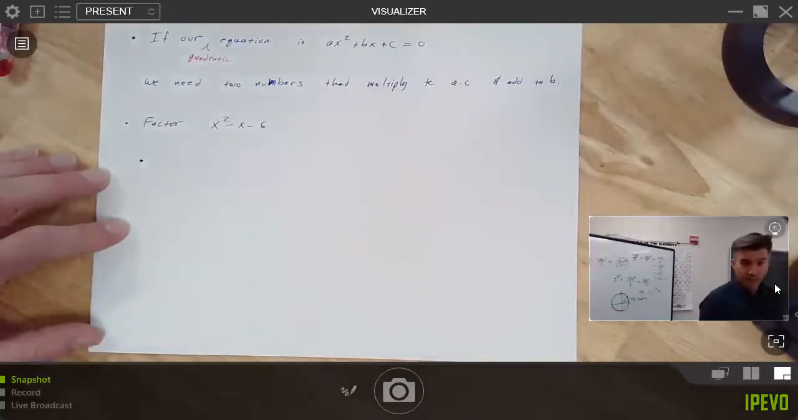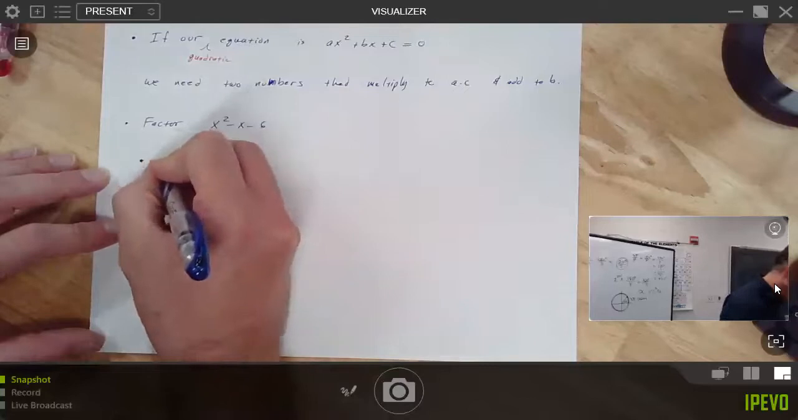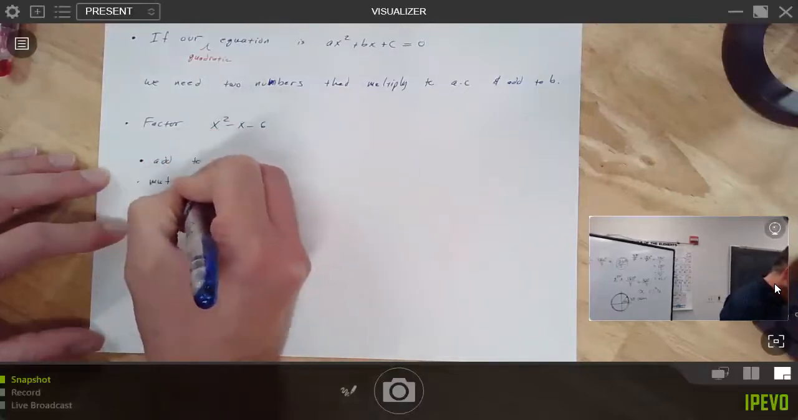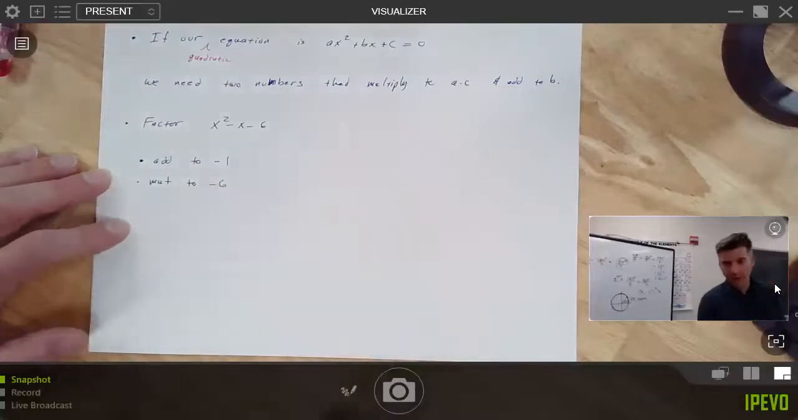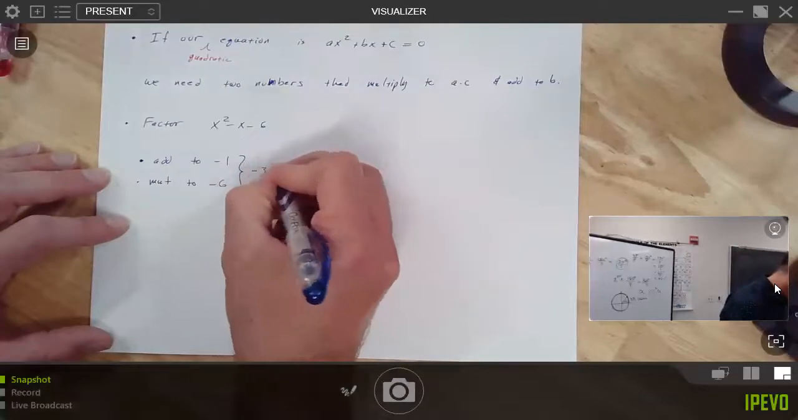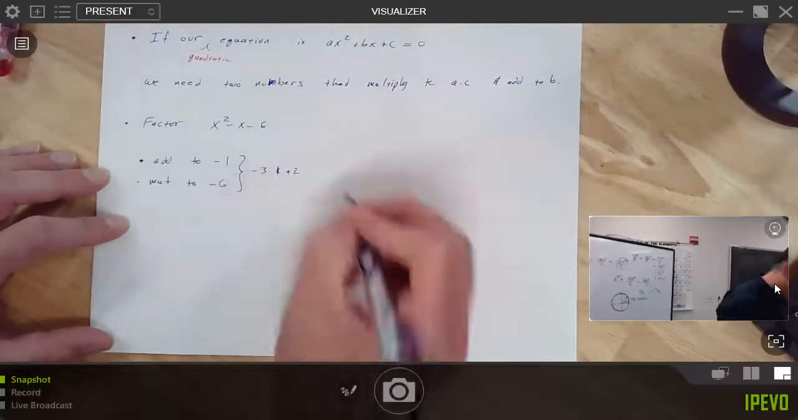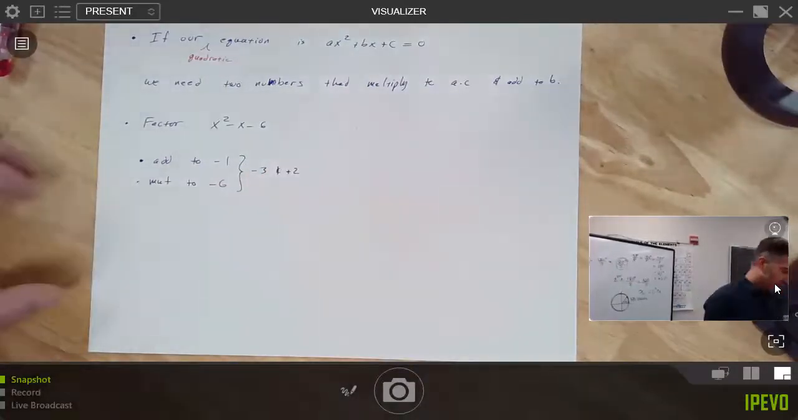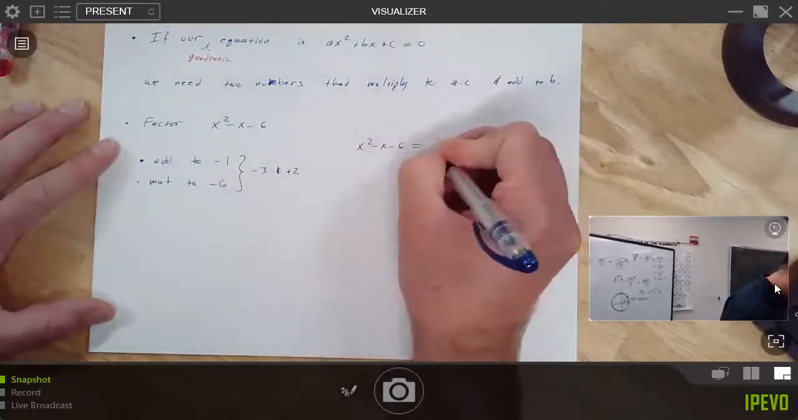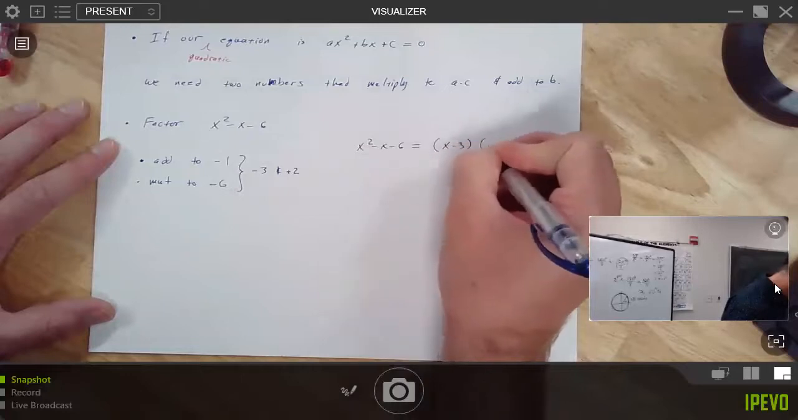We need to add to -1, multiply to -6. Well, great, I can find two numbers that do that. They are -3 and +2. So that means this factors as x minus 3 times x plus 2.